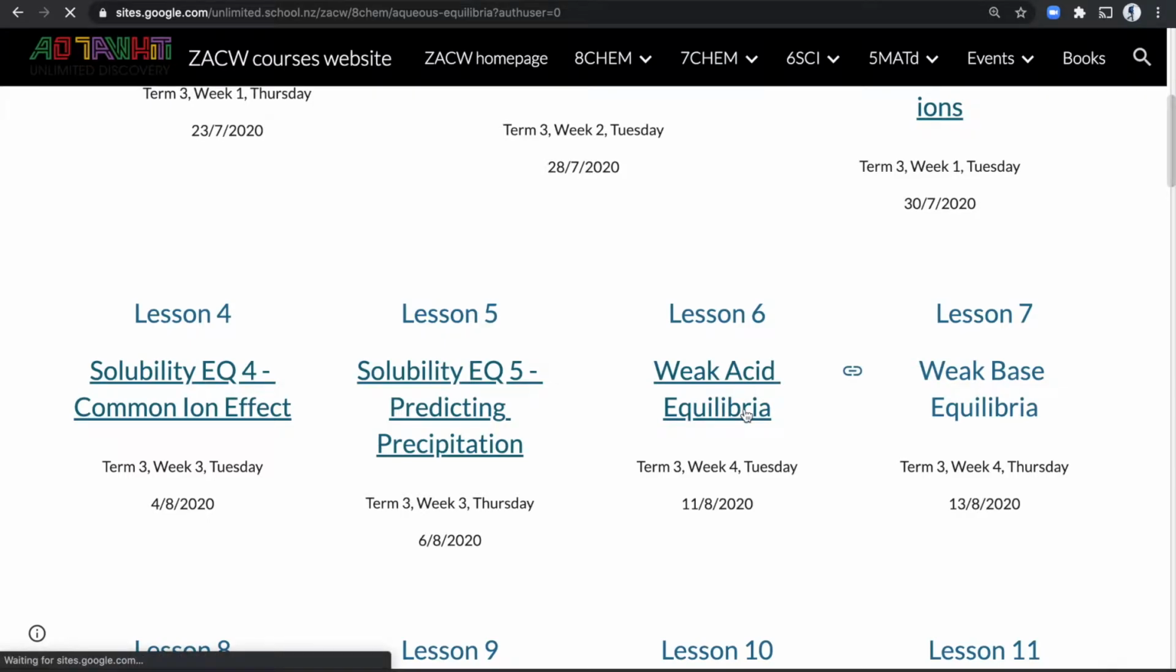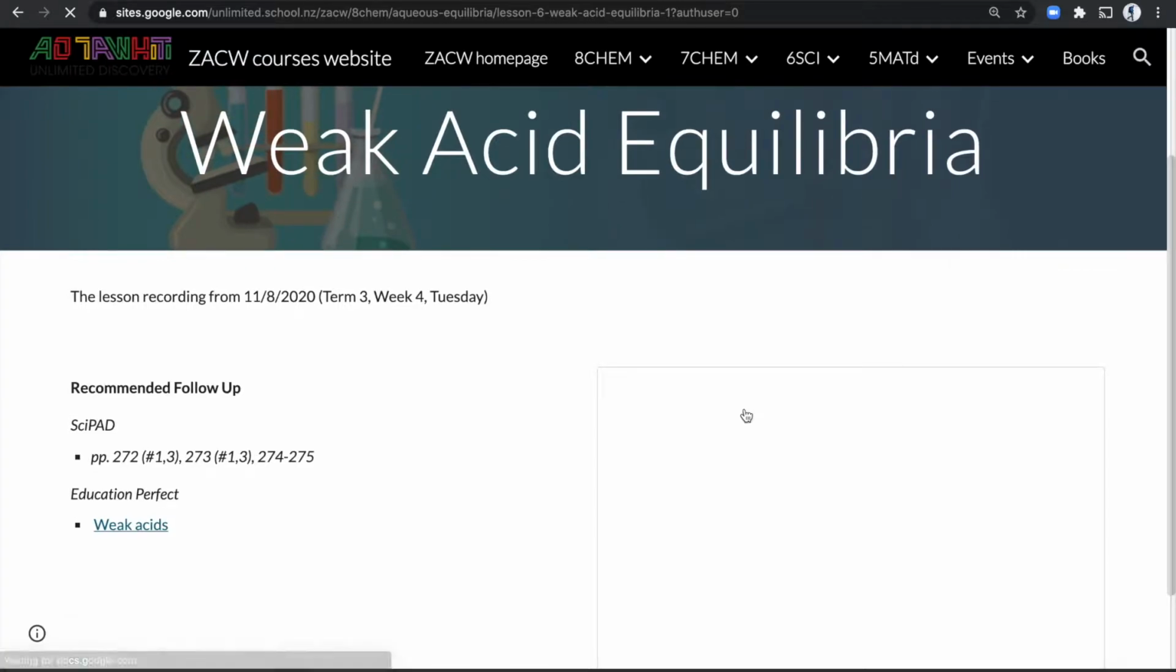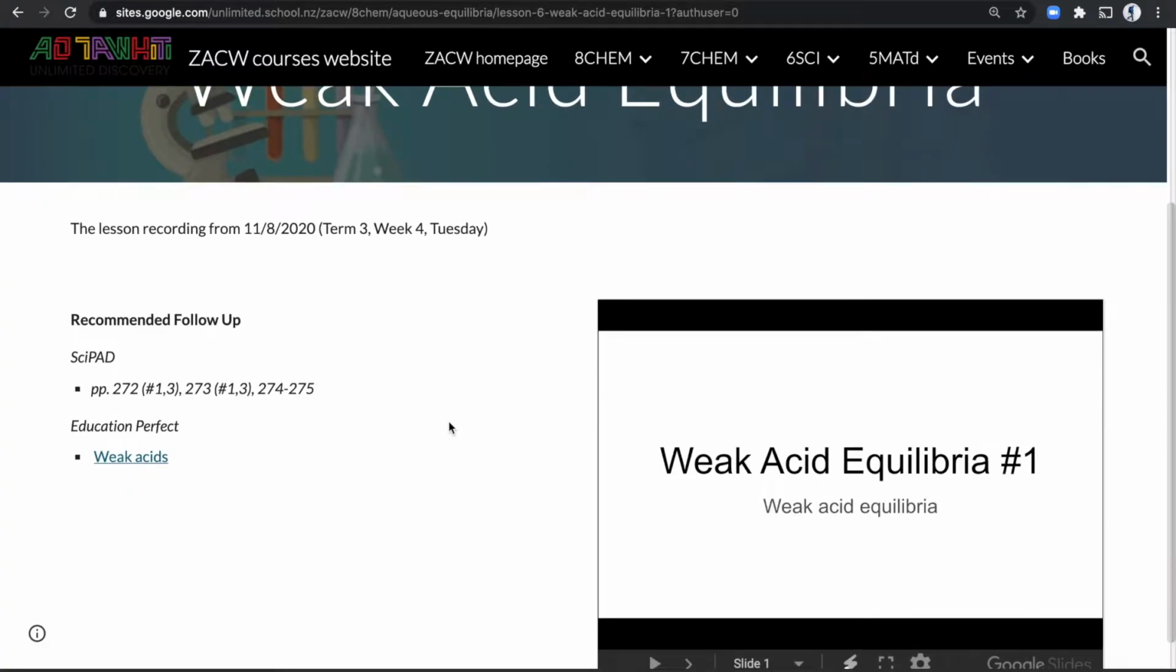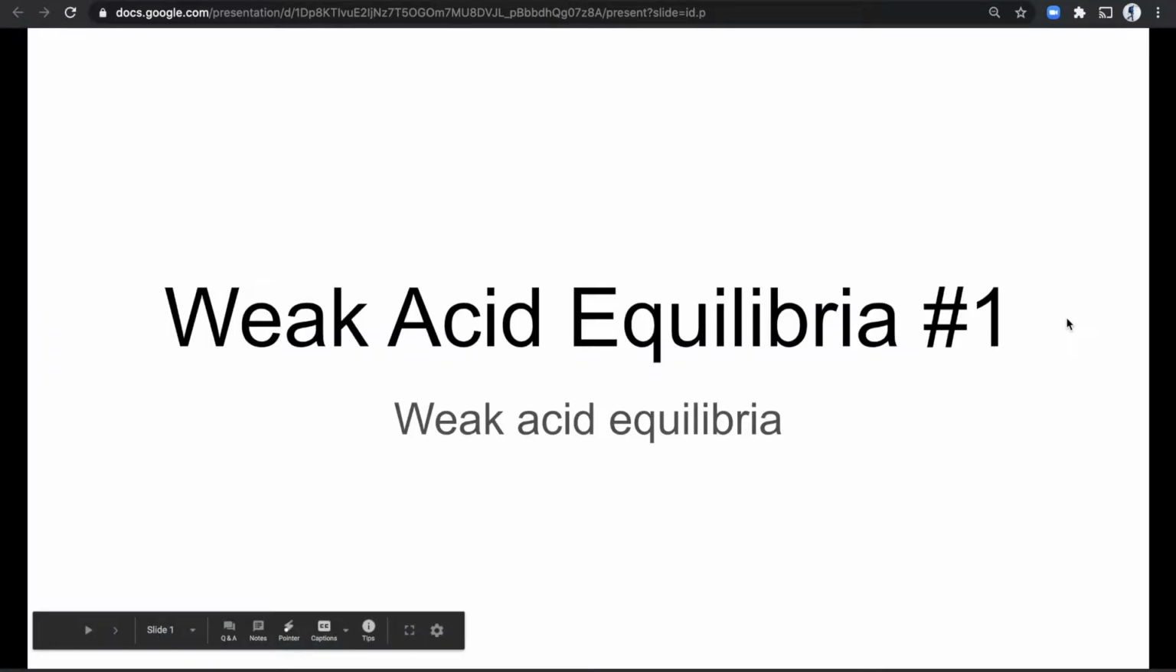Weak acid equilibria is our topic for the day. If you open it up, hopefully you can access the slides. I've got recommended SciPad problems and EP. You choose one or the other. Remember, don't do both because you're overworking yourself. But if you do one or the other, you should be adequately prepared. So let's get into it.